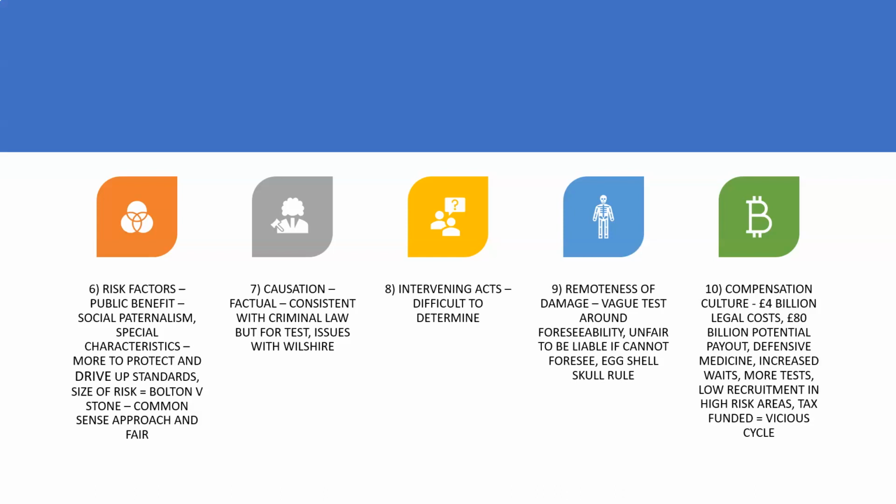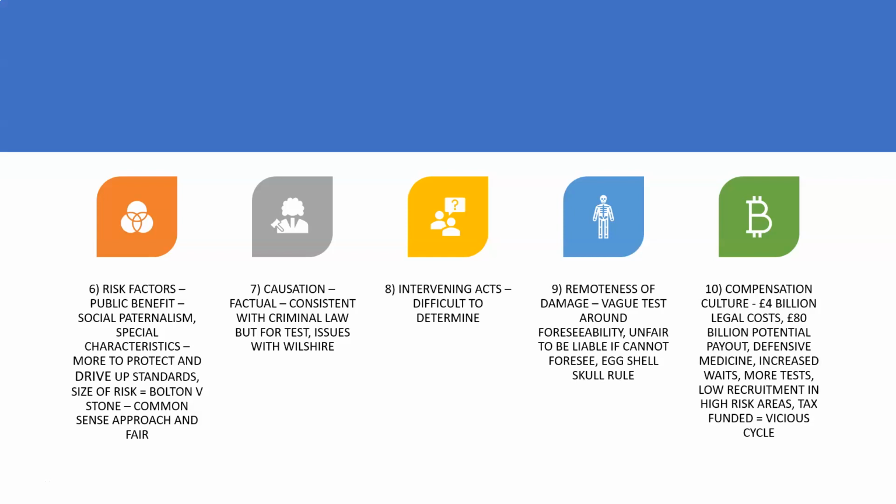Intervening acts are difficult to determine, in the fact that it can be really difficult if there are multiple actors involved and multiple causes. It can be really difficult to say which one was the intervening act and who therefore should be liable. And that's really just that general debate around causation and it being difficult to prove. So there's not a sort of smaller point there.